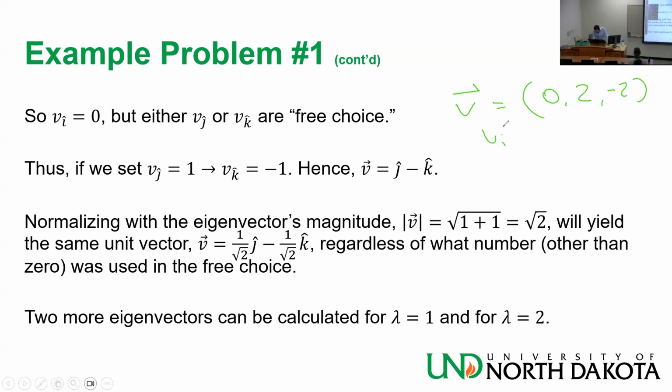Well, anyway, I have this is 2. Oh, sorry, it's not 0. Vi is 0, Vj is 2, Vk is minus 2. Now, what is my magnitude? It's 0 plus 4 plus 4, square root of 8. Square root of 8 is 2 square root of 2. Very important: 2 square root of 2.